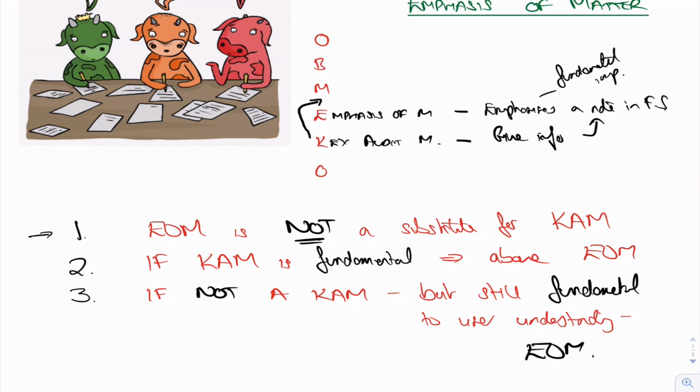So what I would say then is just remember that emphasis of matter just emphasises a note, something fundamentally important to the user for them to understand it. A key audit matter goes into a bit more depth because it says, look, this was significant to the audit. An emphasis of matter might not have been significant to the audit.